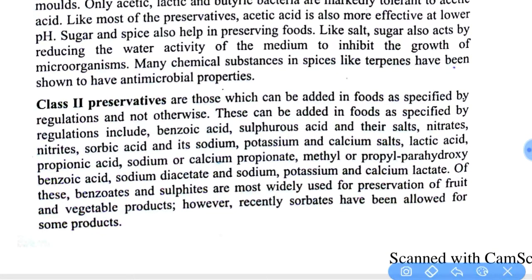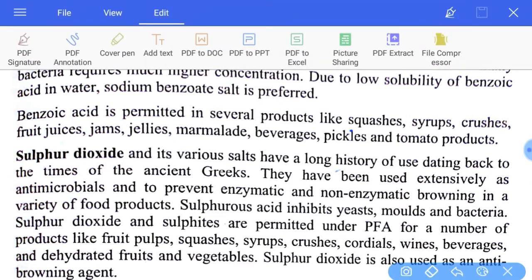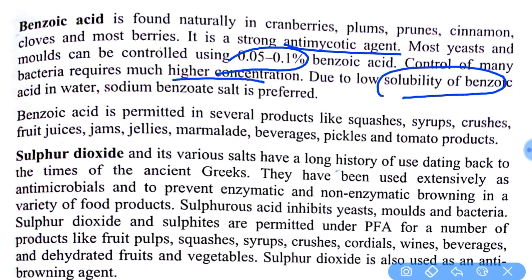As per the regulation only, you have to utilize these class 2 preservatives, just like what? Benzoic acid, sulfate. Benzoic acid is a strong antimycotic agent. These are also used in what concentration? 0.05 to 0.1%. And to control other bacteria you need a higher concentration. Due to the low solubility of benzoic acid in water, sodium benzoate salt is preferred in what? Fruit juice, jam, jellies, some beverages, pickles.